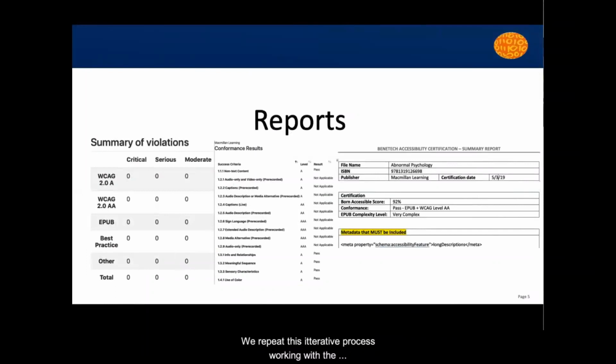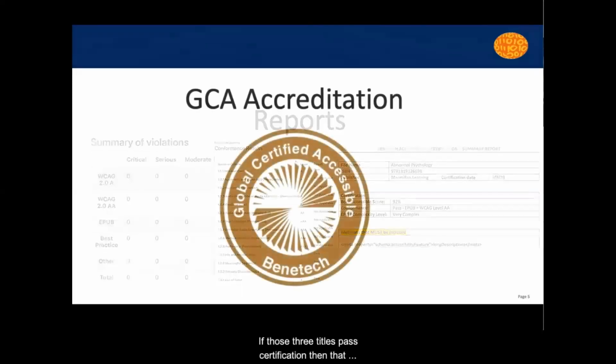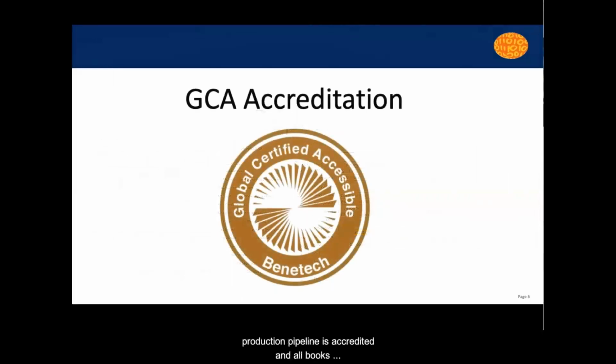We repeat this iterative process, working with the publisher until the book passes with a minimum number of errors. Once the book passes, we request 3 new titles from that same production pipeline for analysis. If those 3 titles pass certification, then that production pipeline is accredited and all books coming off that workflow can now be stamped as GCA certified by Benetech.